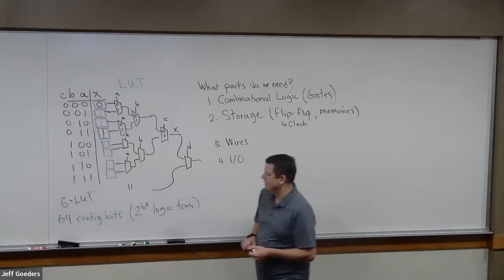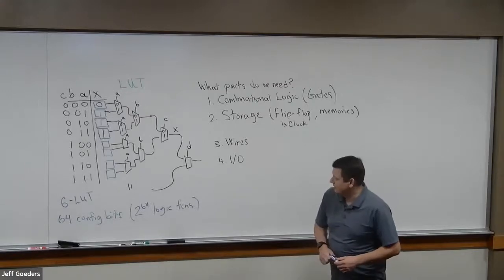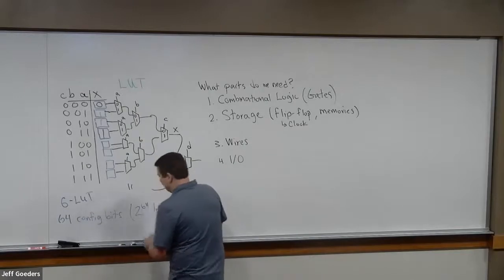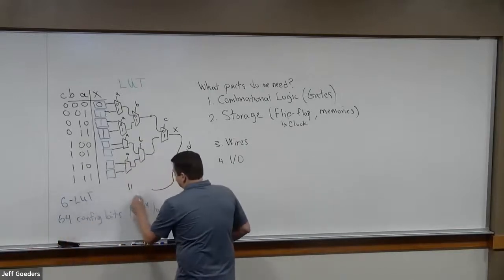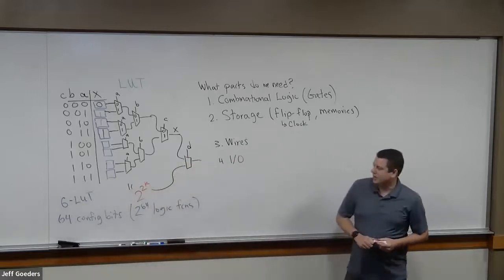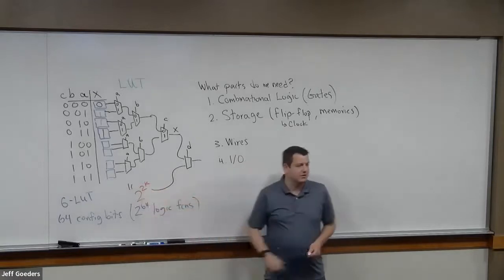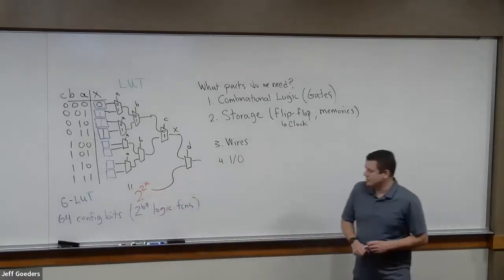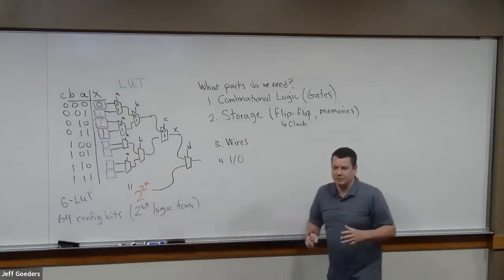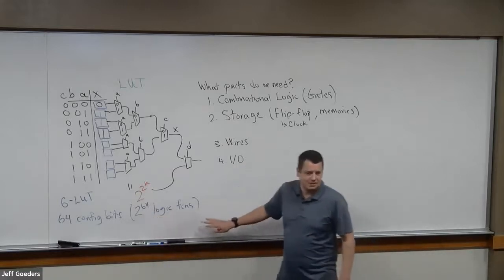So generalize it for me. If I make a K LUT, how many logic functions? 2 to the K? Yeah, so a K LUT has 2 to the K config bits, and each of those can be a 1 or a 0, so a K LUT has 2 to the 2 to the K logic functions. It's pretty impressive. This is a big number. Every 6 LUT on your FPGA can do an incomprehensible number of different logic functions.